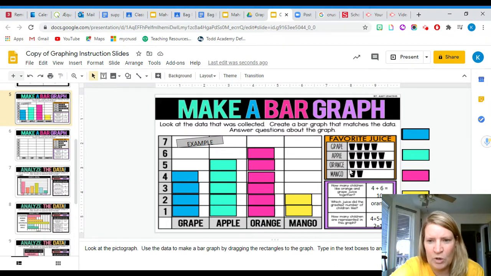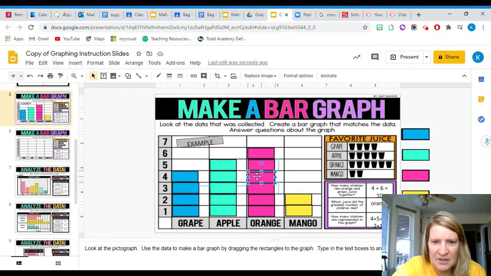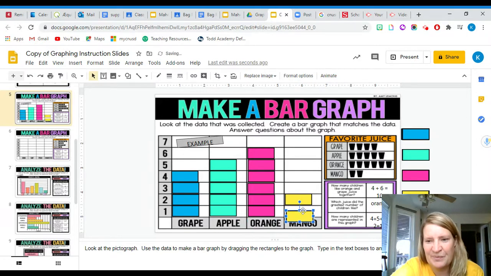Next is orange juice. 1, 2, 3, 4, 5, and 6. And we filled in the orange juice with 1, 2, 3, 4, 5, 6 marks to represent the 6 children who voted for orange juice. Lastly, we have mango. And only 2 children voted for mango. So we filled in 2 of the boxes on our bar graph.